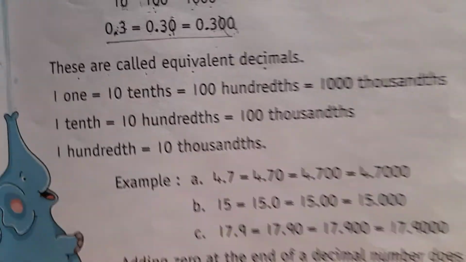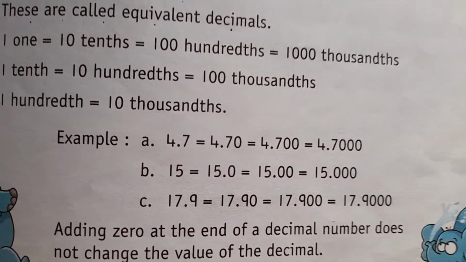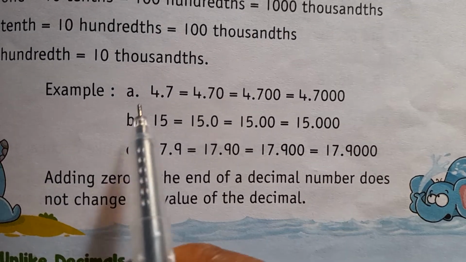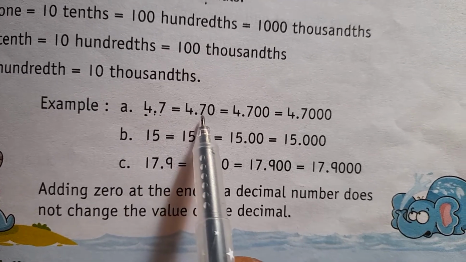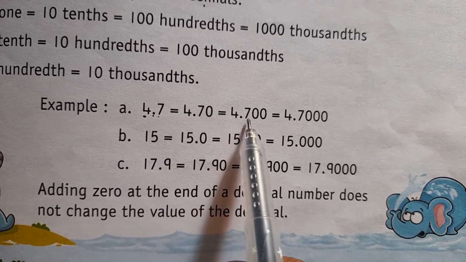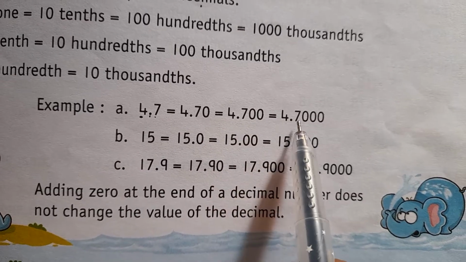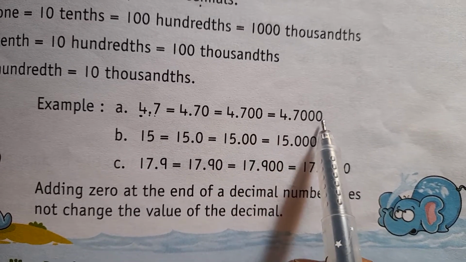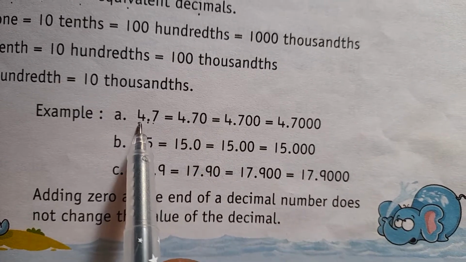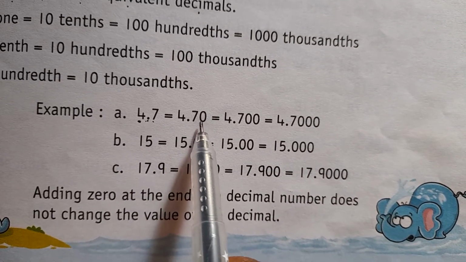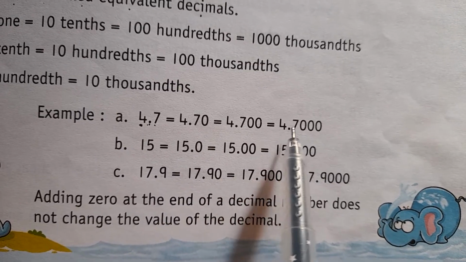See children, some more examples are given. 4.7 can be written as 4.70 or 4.700. We can keep any number of zeros, but we should see that 4.7 is common in all. No other extra numbers.